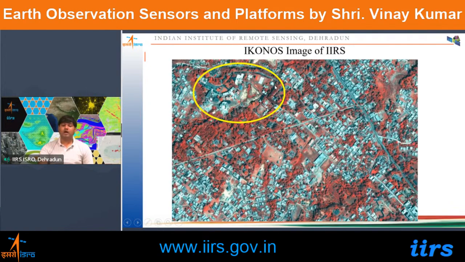So this is one of the IKONOS images of the Indian Institute of Remote Sensing. You can see how the buildings and other features are visible over here. And these are the individual buildings and trees. This is the fused image of multispectral and panchromatic.